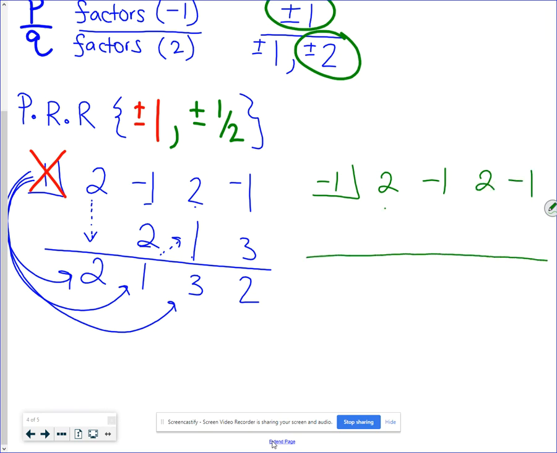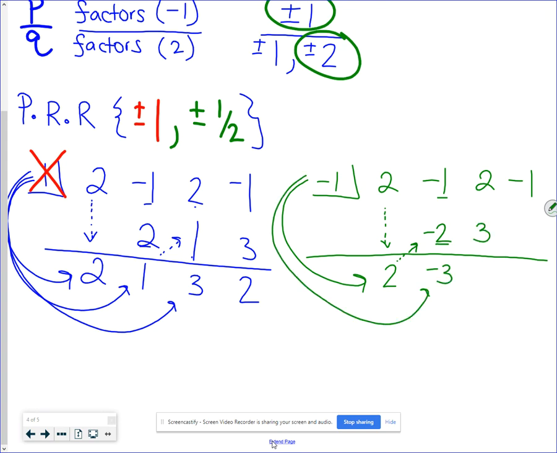So bring the 2 under the line, multiply by your number in your box. -1 times 2 is -2. Write that up here. Add these together. -1 plus -2 is -3. -1 times -3 is +3. 2 plus 3 is 5. -1 times 5 is -5. We get -6. So I'm not getting too lucky here.